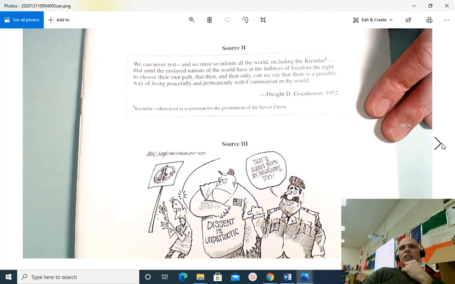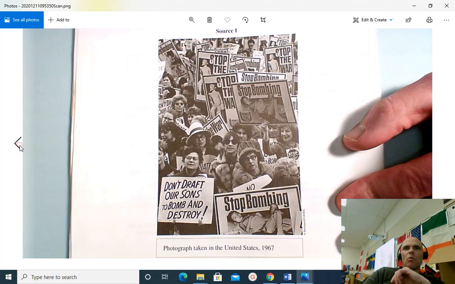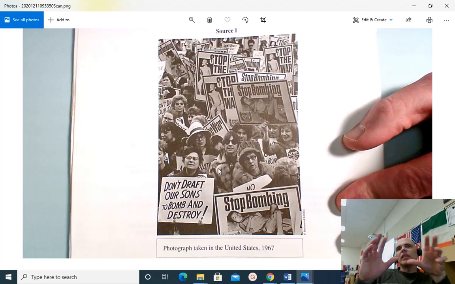There's lots of great linear relationships here, isn't there? That we can never rest until the enslaved nations of the world have in the fullness of freedom the right to choose their own path. That language in 2 would make me want to link it to 3 or to 1 here and say, was the United States violating the choice of the Viet Cong people to choose the type of government they have?